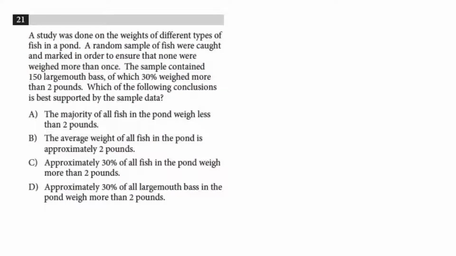21. A study was done on the weights of different types of fish in a pond. A random sample of fish were caught and marked in order to ensure that none were weighed more than once. The sample contained 150 largemouth bass, of which 30% weighed more than 2 pounds. Which of the following conclusions is best supported by the sample data?